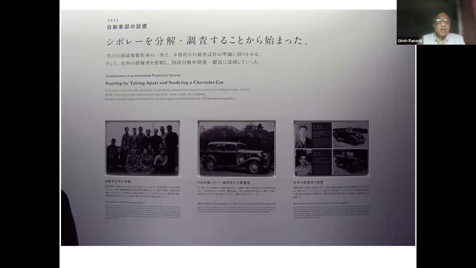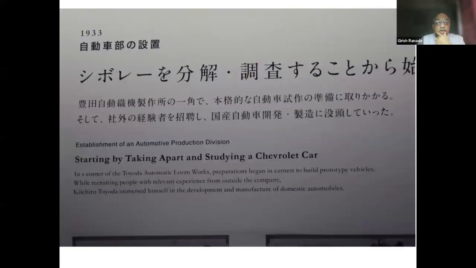So there they have proudly exhibited that we started by taking apart and studying a Chevrolet car, and they have written about the establishment of an automotive product division. So they proudly say: starting by taking apart and studying a Chevrolet car. This is there in their exhibition. I mean, in Toyota's exhibition, it is written there.